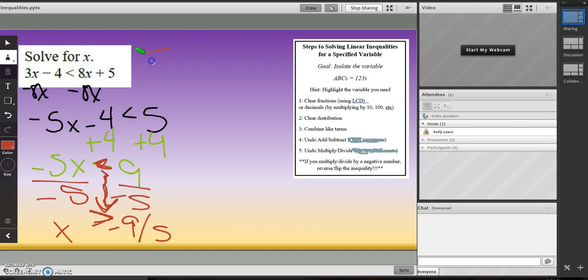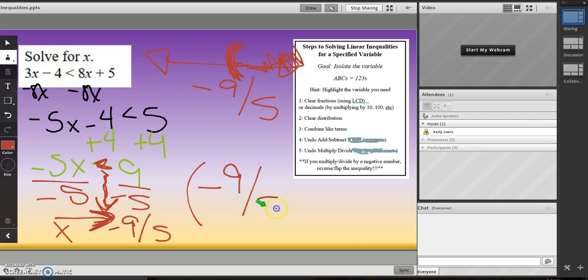Okay, I want us to graph it. -9/5. All right, and it's telling us, pretend there's an arrow and it points everything to the right. There's not an equal sign, so I need a parenthesis, so it looks like that. And then if I need the answer in interval notation, I'm going to do parentheses, because there's one right here, -9/5, comma, infinity. So it means it's -9/5, can't equal that, but it's anything bigger than it.